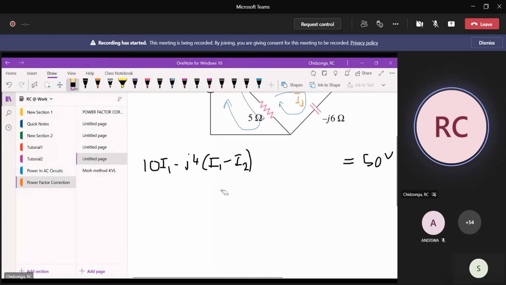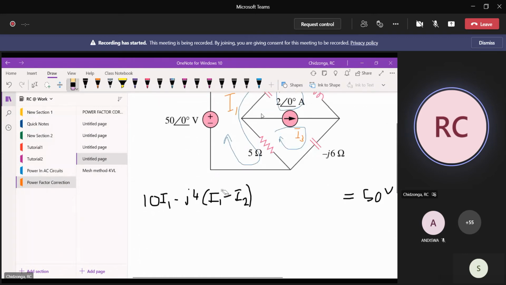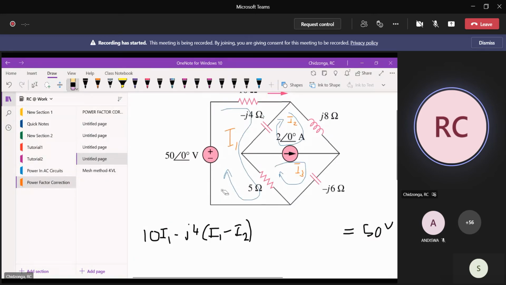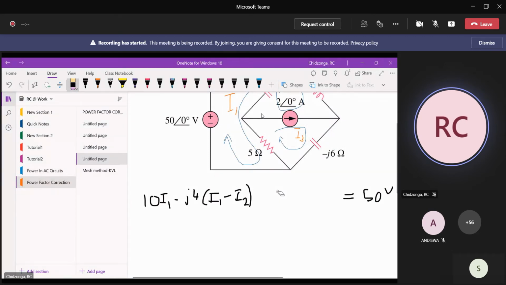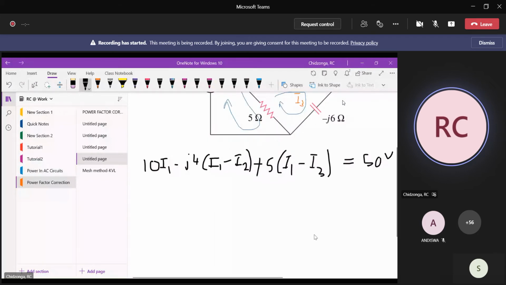And then when we come to the 5 ohm, again you will see the same scenario, that the current I1 is being opposed by I3 because I3 is opposite to I1. So we are going to write plus 5, which is the impedance, times I1 minus I3. Right? So now we just have to simplify this equation.